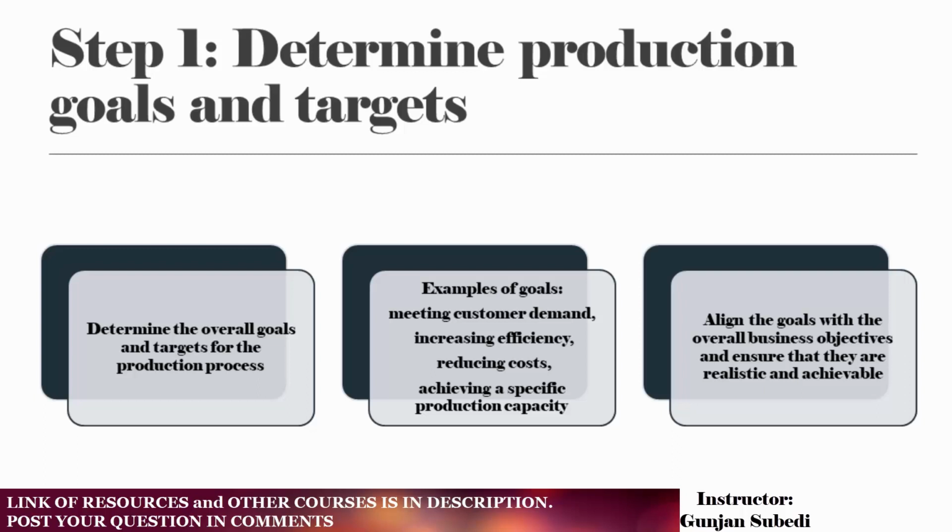The first step in production planning is to determine the overall goals and targets for the production process. These goals may include meeting customer demand, increasing efficiency, reducing costs, or achieving a specific production capacity. It is important to align these goals with the overall business objectives and ensure that they are realistic and achievable.